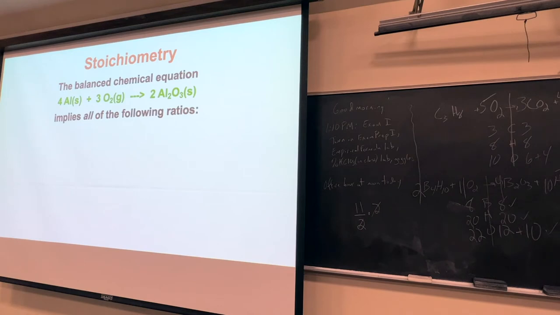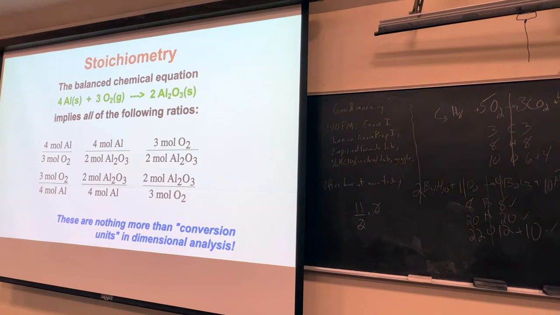In a balanced reaction, like this one right here, which is aluminum and oxygen making aluminum oxide, the 4, the 3, and the 2 are actually more important than you might have considered. Really what they are is ratios between reactants and products, products and reactants, reactants to reactants, and all kinds of stuff. For this reaction, there are actually 6 different ratios you can use. Every time there's an O2, there's a 3 next to it, and every time there's an aluminum oxide, there's a 2 by it. And aluminum always has 4. So you can literally think about these as 4 moles of aluminum per 3 moles of oxygen.